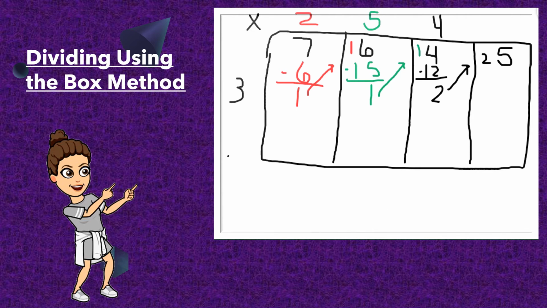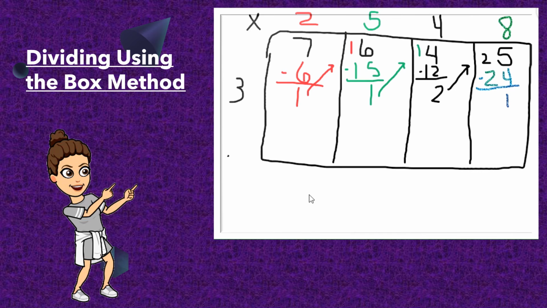And then we ask ourselves from there, how many 3's will divide into 25? And that will be 8. Whatever we put up top, we multiply times our 3. So 8 times 3 is 24. And the difference between 25 and 24 is 1.